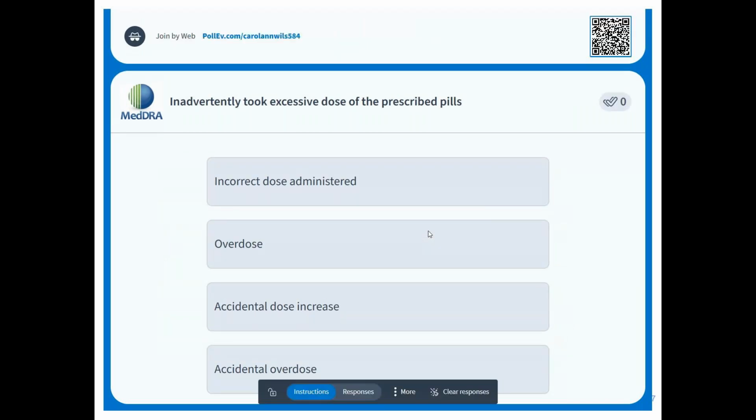Next one. Inadvertently took excessive dose of the prescribed pills. Incorrect dose administered, overdose, accidental dose increase, or accidental overdose. Which of these LLTs would you select? Again, remember the concept description for overdose.